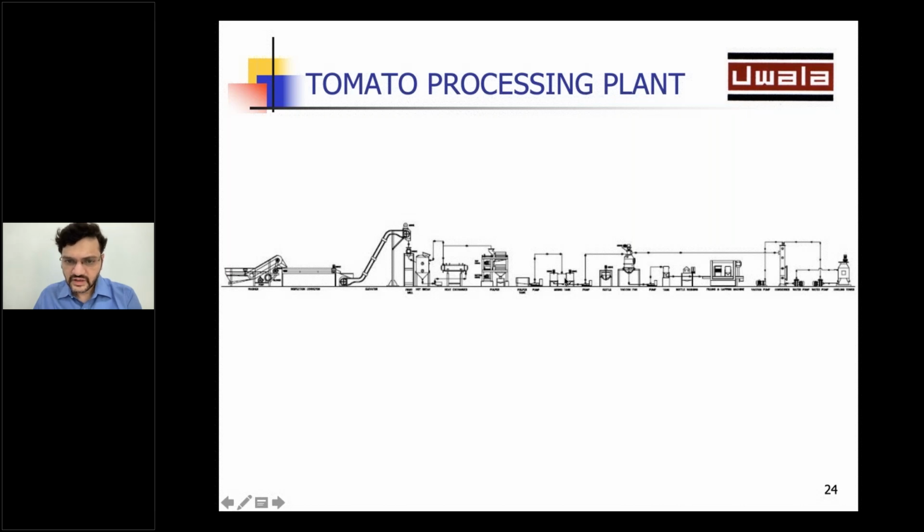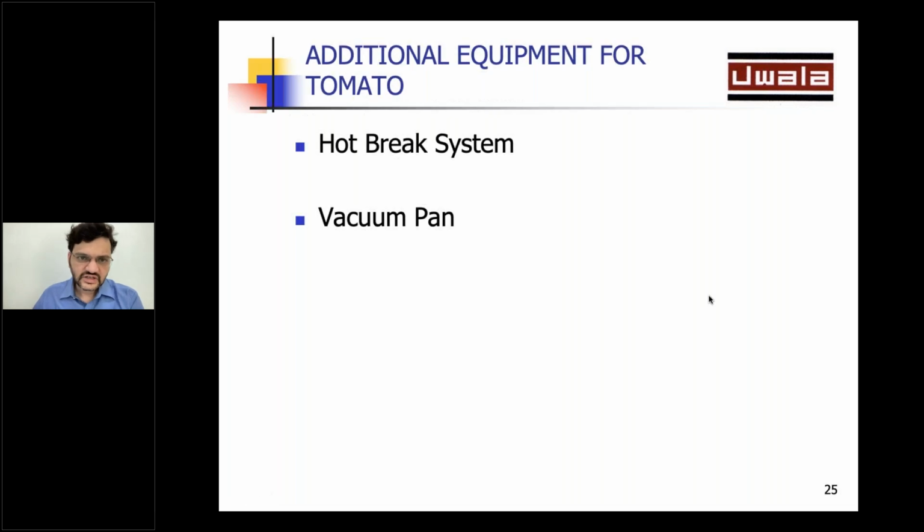From the pulper, again, we have the standardization tanks, and then there are these concentration machines. A vacuum pan is where the concentration of the tomato pulp would happen, and then it can go for filling and packing. As I was mentioning earlier, there are very few equipments which we need to add to the mango process line to make it a tomato processing line. These two equipments are the hot break system and the vacuum pan.